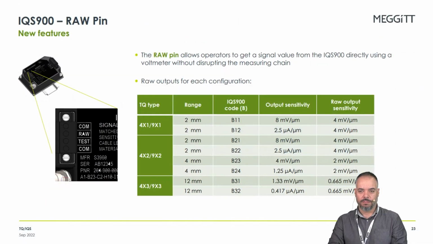As we have seen, the raw output and the test input are quite practical. Note that the raw output is protected against short circuits, so if by bad luck you do a short circuit on this pin, the main output will not be affected. Your measurement system will still work as expected. And this is the main advantage of having a local raw output instead of using the main output for your measurements.